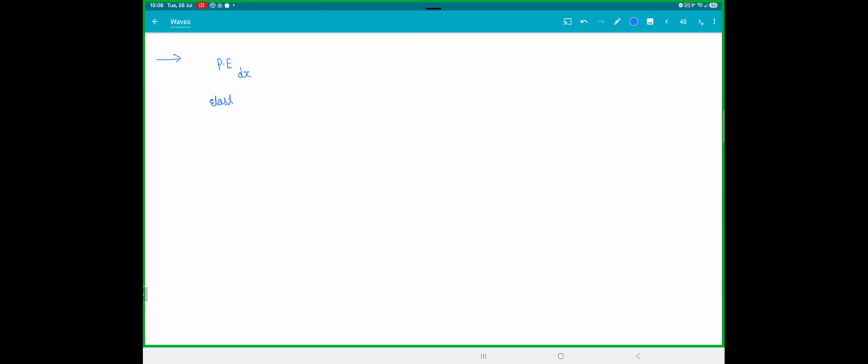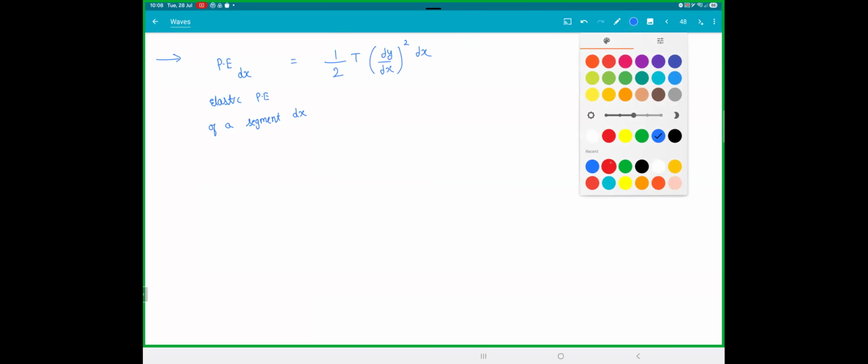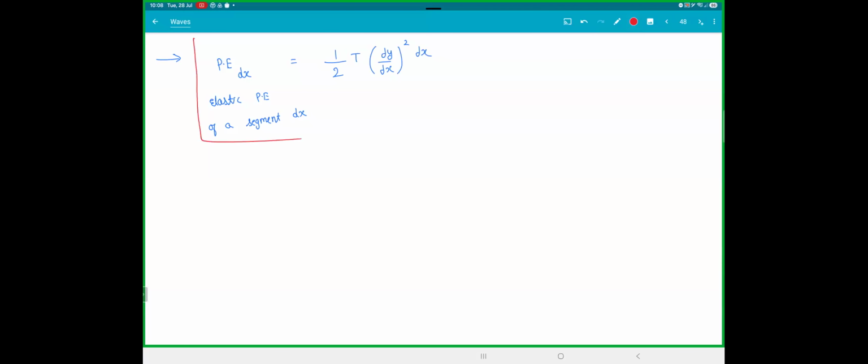Again, remember, this is elastic potential energy of a segment dx. This is given by half into tension into (dou y by dou x) whole square into dx. This is the potential energy of a segment, and this is valid only for small amplitudes. Let's see how we got this.